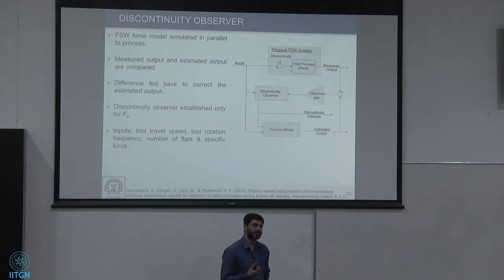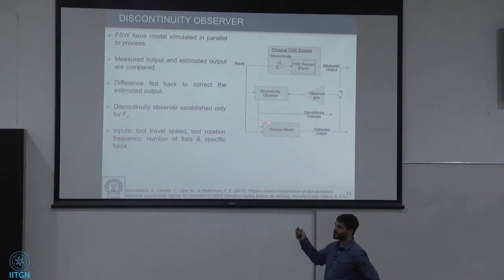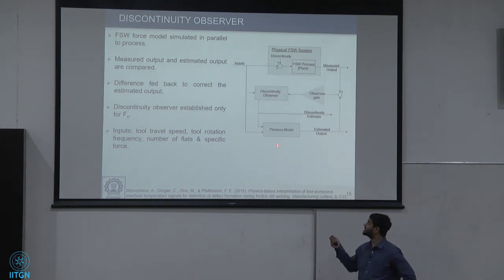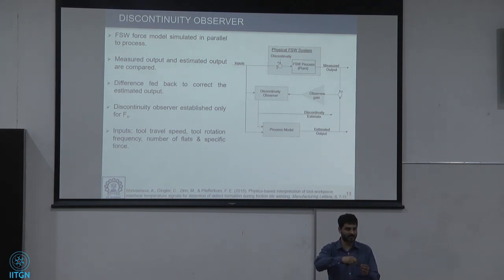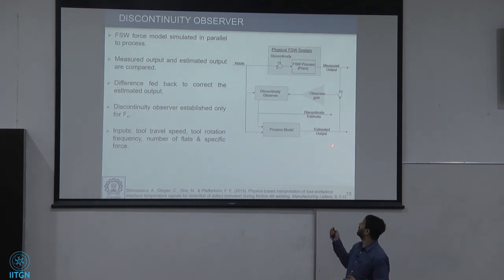What does an observer do in controls theory? An observer essentially simulates the process model, the model which we just established, in parallel to the actual physical process. Friction stir welding is happening and we are measuring the forces and inputting them to a computer. The computer itself, using its own processor, is simulating the process in real time, and it is comparing the signals coming from its own calculations with those coming from the physical measurements.